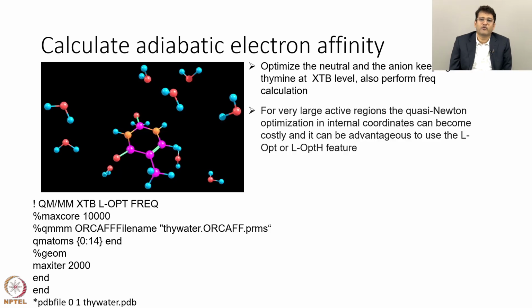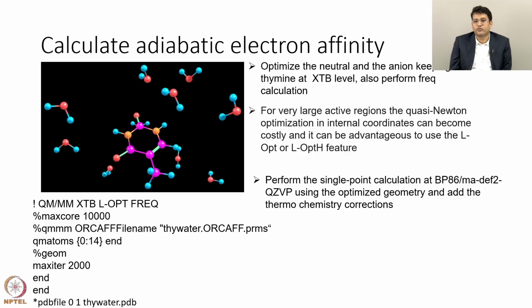So, this is how the input file will look. We are going to do the optimization in XTB-based QMMM, although we are calling it QMMM. Remember, XTB is a semi-empirical method. So, in principle they are QM, only your Hamiltonian is parameterized to experiments. The other thing is that after we do the optimization, we will do the single point calculation at BP86 MADF to QZVP using the optimized geometry, add the thermochemistry corrections to it and calculate at XTB QMM level.